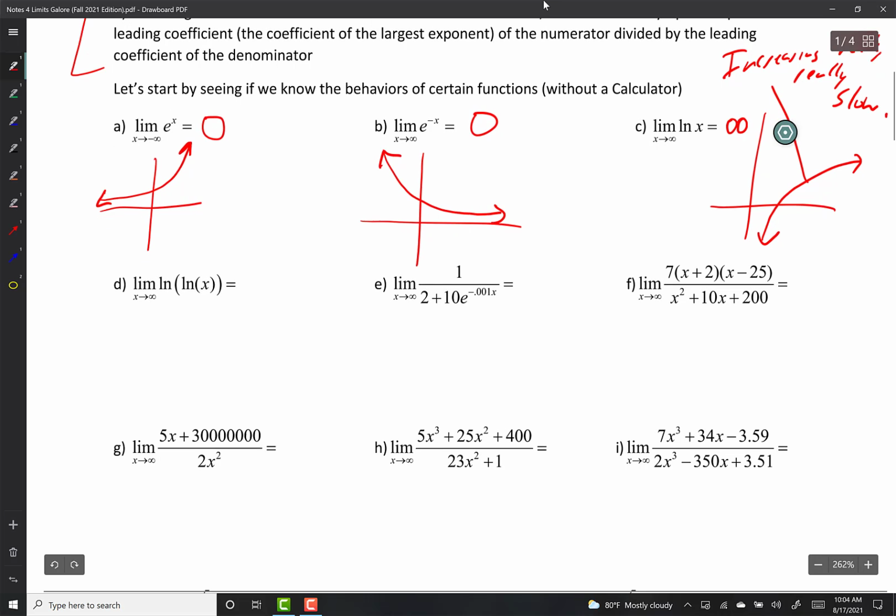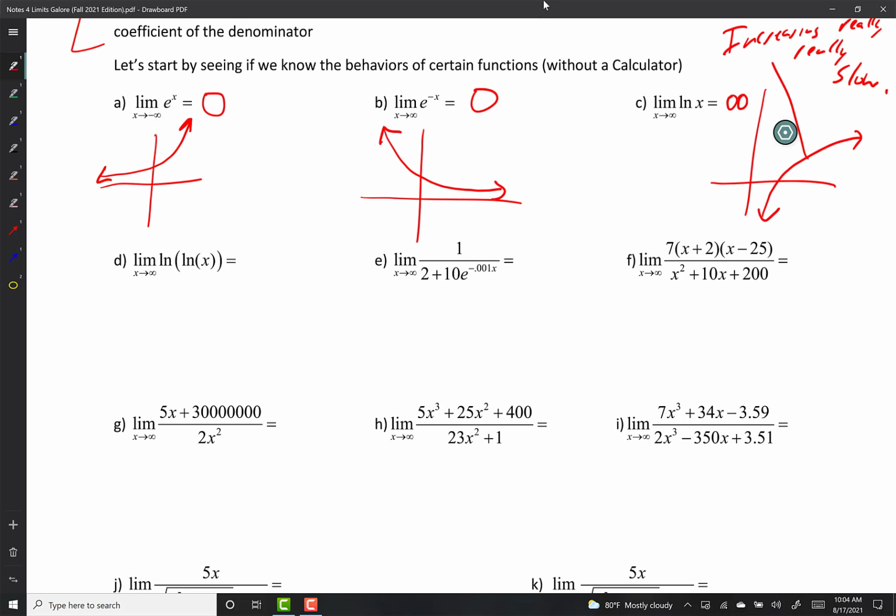All right, so let's see. Now that you know those three, let's see if we can decipher the next ones. So this one says limit as x approaches infinity, ln of ln x. Well, we know this guy here is getting larger and larger and larger, but just very slowly. So now I have ln of that. So it's still going to increase, but now it's increasing even slower. But it's still increasing. Does that make sense? So this again is infinity.